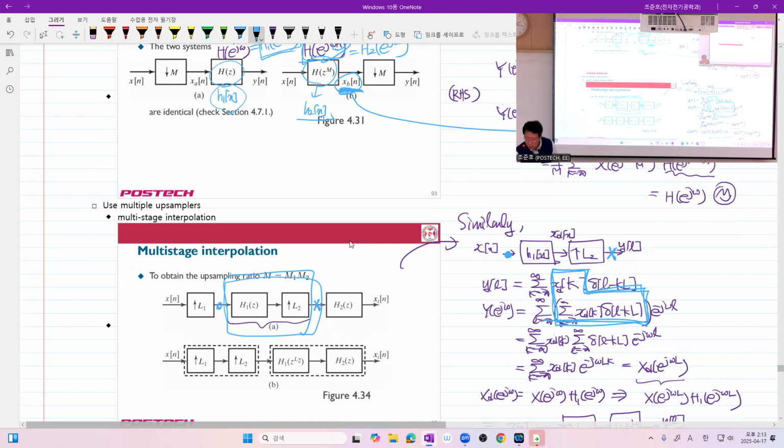And I ask you to remember this one, okay? In upsampling, no sample is lost. Just zeros are inserted. So we have all the samples of the input here, all the samples of x_D, but we have capital L minus 1 zeros.